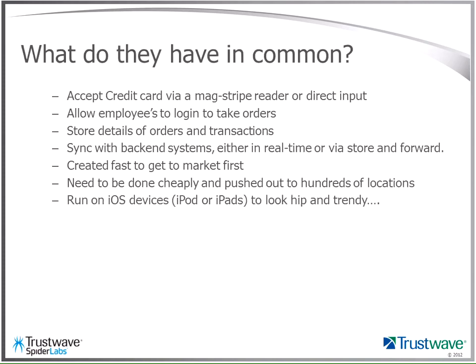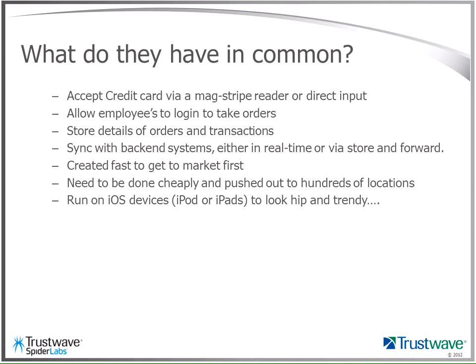So what did they all have in common? They all had a mag stripe reader that allowed you to accept payments. They allowed employees to log in, identify themselves, take the orders, and then they would store order information on the device. I see eyebrows already being raised. That's good. They would either then sync it in real time with a back-end system, or as a feature, because if your back-end system was down or your store Wi-Fi was off for a reason, like it was yesterday here at the hotel for 3 hours, then it would allow you to still run transactions, do store and forward, and things like that.